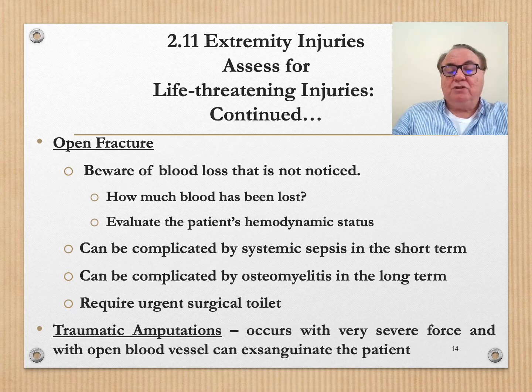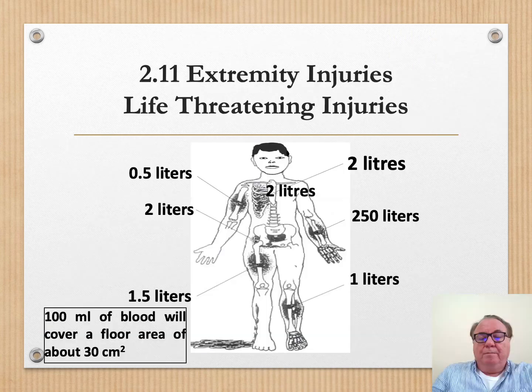Traumatic amputations occur with very severe forces. There are open blood vessels which can exsanguinate the patient. How much blood can you lose with a fracture? You can lose 2 liters into the chest. You can lose half a liter with the humerus, a quarter of a liter with the radius and ulna, 2 liters with the pelvis, 1 liter with the tibia, 1.5 liters with the femur.